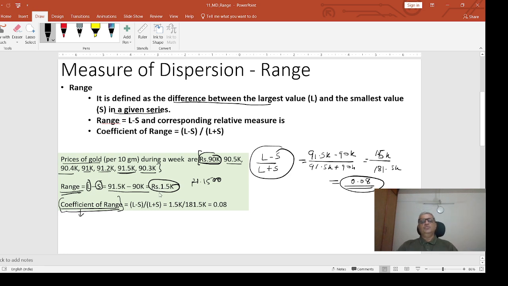If you don't know these two types of measure of dispersion, absolute and relative, I request you to go and see the previous video of introduction of measure of dispersion.